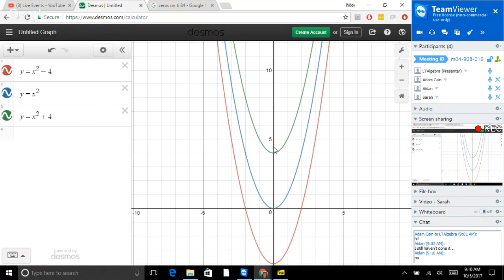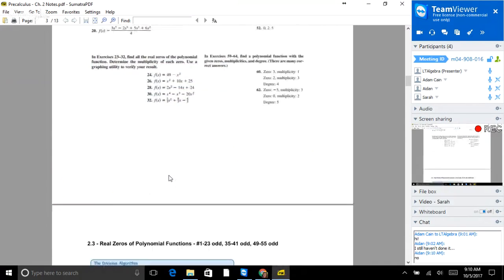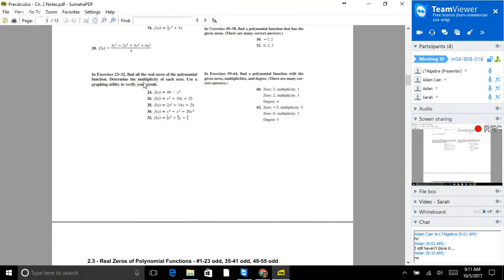Okay, so we are going to do some practice about finding the real zeros of the polynomial function. Let's switch over to the notes here. So I am going to start with, yeah, we did up to 20. So we talked about rising and falling. We did that one. All right, so let's do a couple examples here.